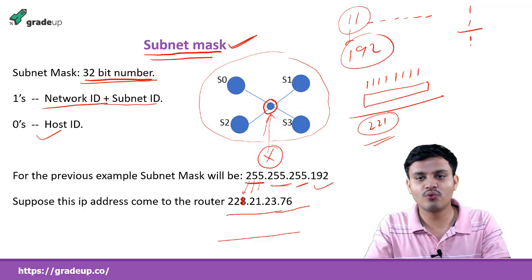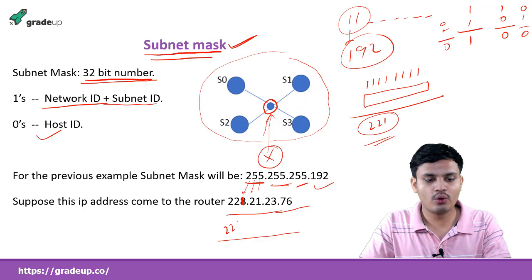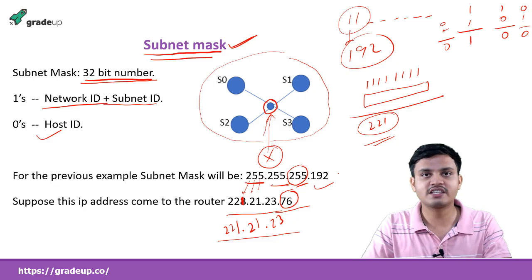Try to AND this: 1 and 0 you will get 0, 0 and 1 you also get 0, and 0 and 0 you get 0. So you need to do the AND and you will get 221. So here we are going to get 221. Here also all 1s, we are going to get 221. Here also all ones are there, we are going to get 23, and here it was 76.